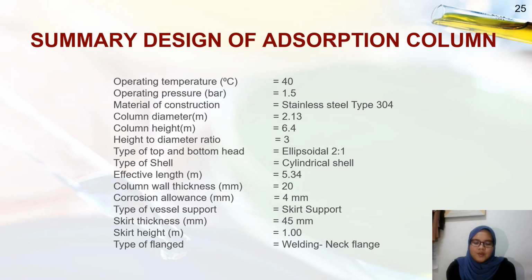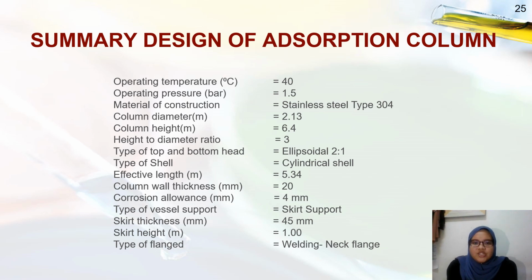From my calculation for the detailed design and mechanical design of the absorption column, the absorption column is designed with a vertical layout with 2:1 ellipsoidal heads at the top and at the bottom. By considering the internal pressure for the absorption column, the mechanical design is calculated for the conditions needed. The design conditions of the absorption column have been summarized as shown in the slide.